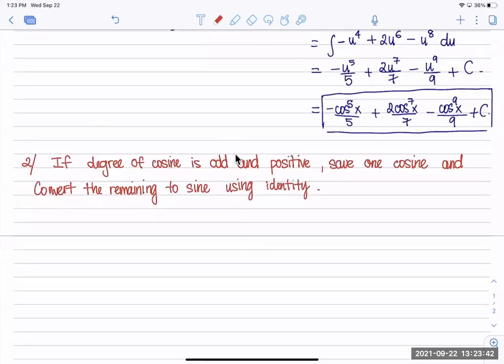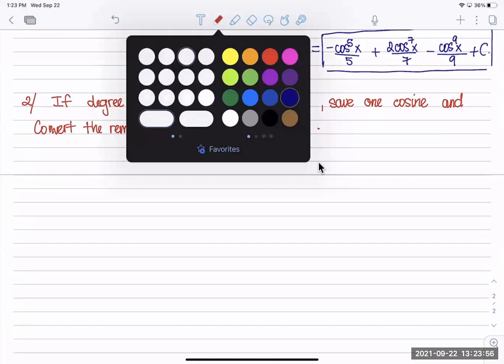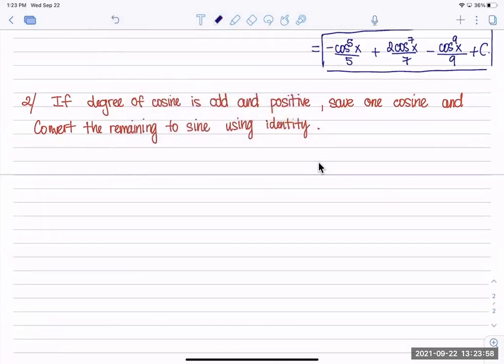Now the next case is if the degree of cosine is odd and positive, we're gonna do the same thing. We're gonna save one cosine and then convert the remaining to sine using the identity. So it's pretty similar techniques, right? So let's look at example 2. Integrate cosine cubed x over square root of sine x dx.